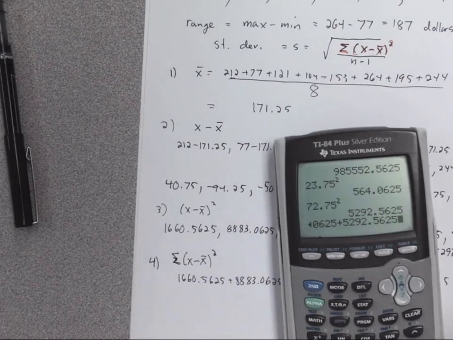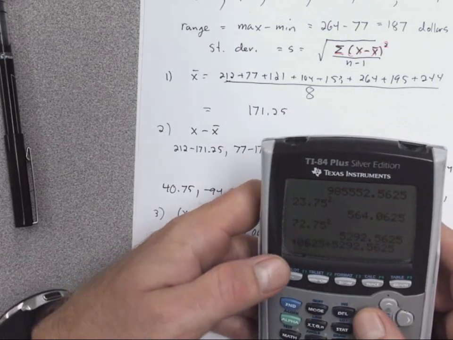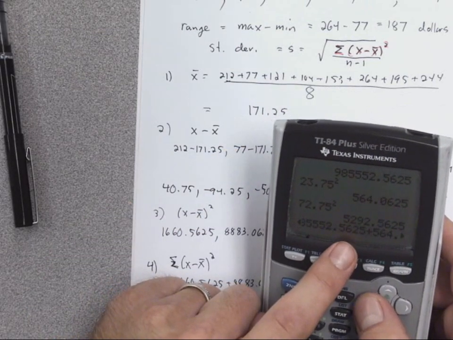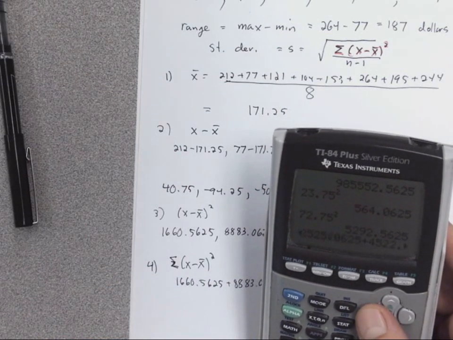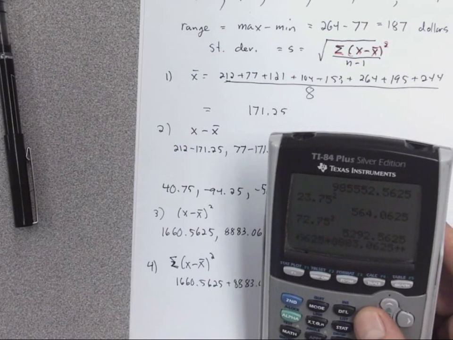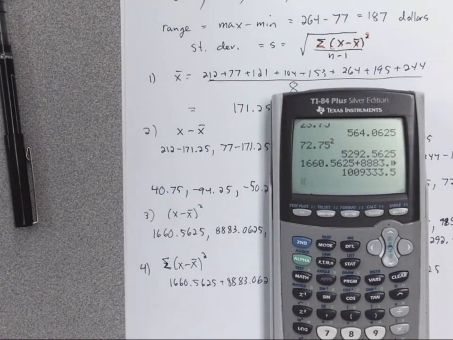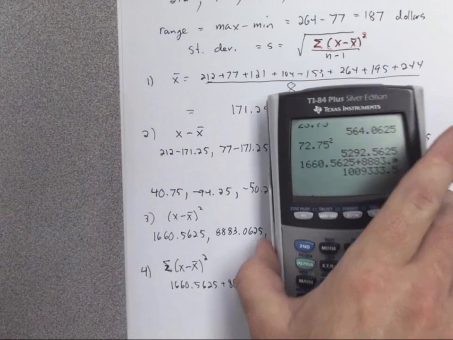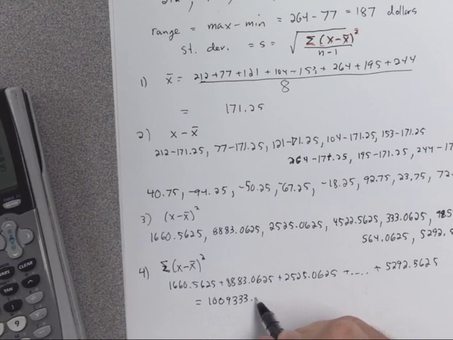And what I'm going to do, because I know there's 8 data points, and I don't know if I messed that up or not, I'm going to go back and count these. So there's 1, there's 2, 3, 4, 5, 7, 8. Okay, I think it looks good. We're going to hit enter, and we're going to cross our fingers, and I hope everybody got that ridiculously large number. Everybody got that thing? So this is equal to 1009333.5. Cool. Next.